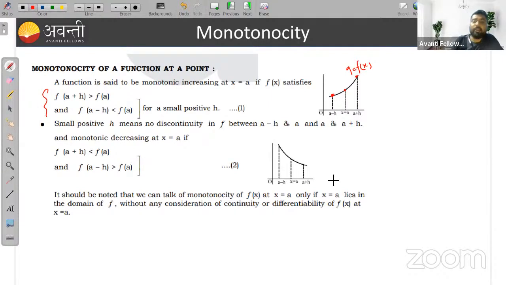Similarly, you can take another figure. At x is equal to a, the function value is f of a, and this is f of a minus h, this is f of a plus h. You can see here f of a plus h is less than f of a, and f of a minus h is greater than f of a. If these two conditions are satisfied, then we can say that the function is monotonic decreasing. So this is all about your understanding of monotonicity of a function.